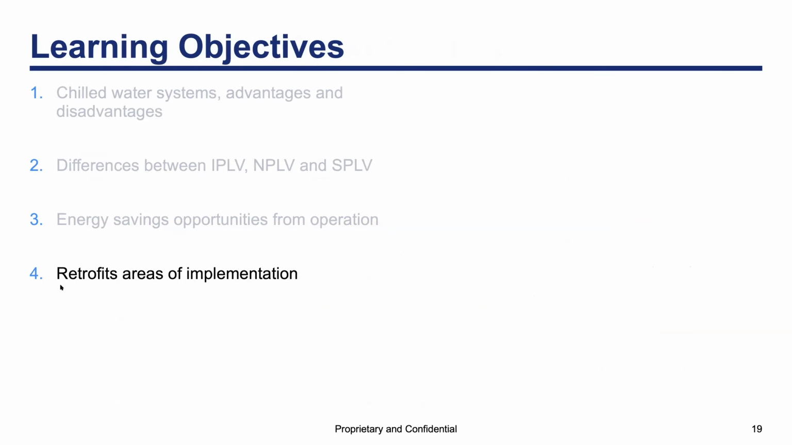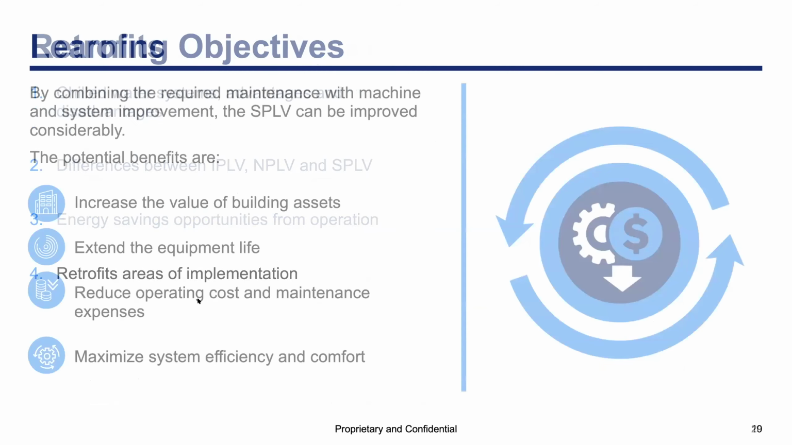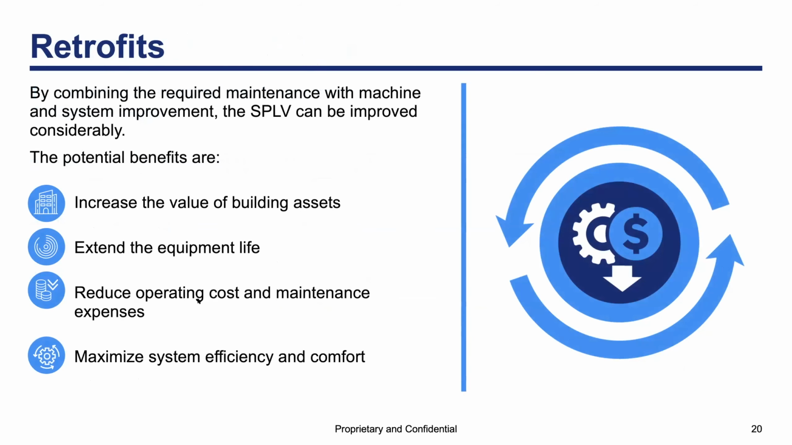So the last topic: retrofit areas of implementation. As you can see here, these are the potential benefits. All these benefits are obtained after retrofits. One key element in any type of system, regardless of the application, configuration, or type, is maintenance. Maintenance is key, and prognostics is even more important. As part of any retrofit or optimization analysis, consider remote monitoring and diagnostics because it increases the value proposition or engineering value in your project.